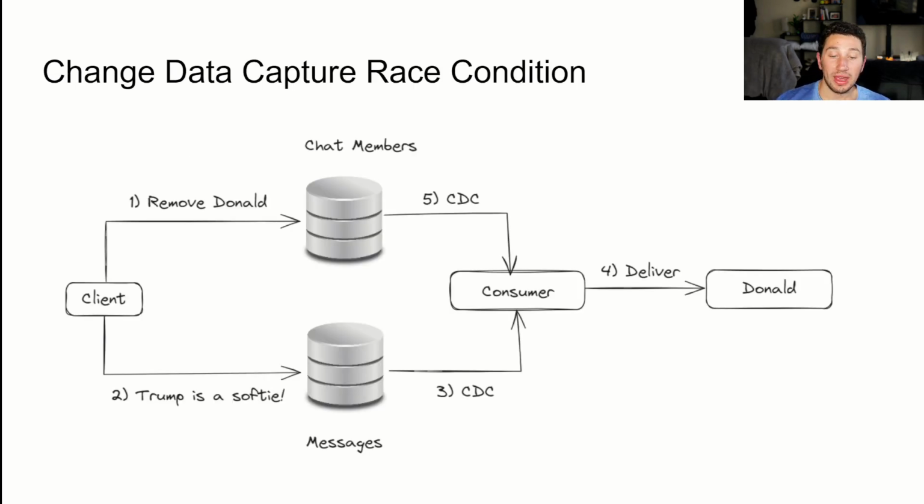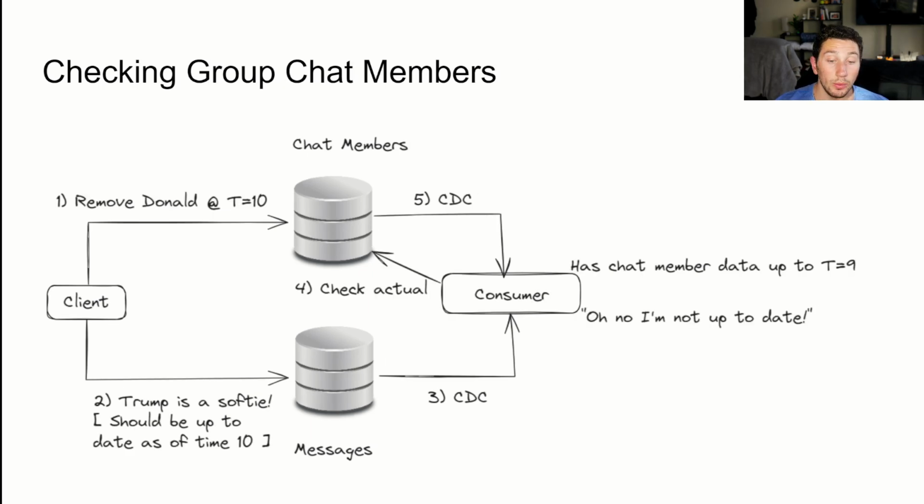Let's imagine I'm in a group chat with someone I don't like, for example, Donald Trump, and I want to say something mean about him. I remove him and I send a message commenting on his small hands. What could happen is that my message gets to the Kafka consumer before the fact that I removed Donald from the chat. In this case, he'll actually see my message. Let's talk about how we can prevent this.